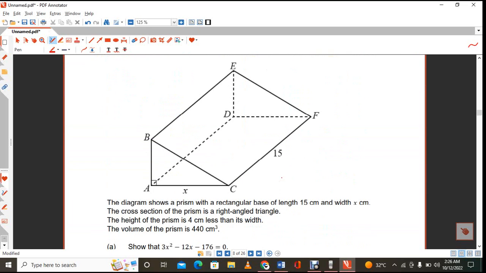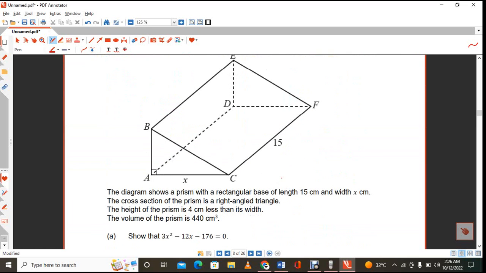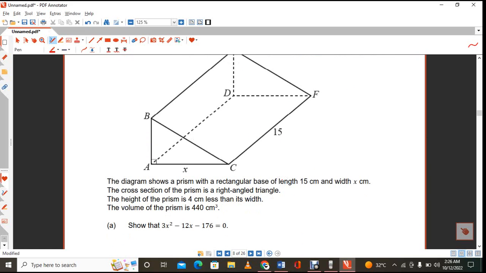Question 5. So I have a diagram. It shows a prism with a rectangular base of length 15 centimeters and x centimeters. Okay, the cross section is a right angle triangle. So that's basically this area here. It's a right angle triangle, and we are also told the height of the prism is 4 centimeters less than x, the width, so that is x minus 4, like that.